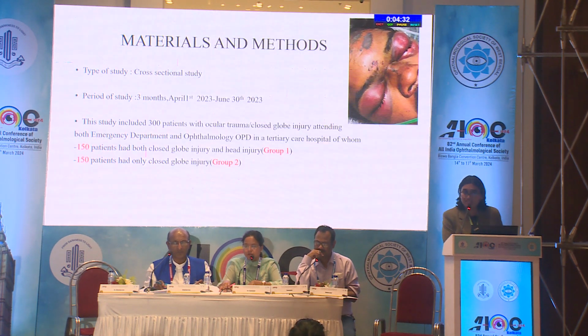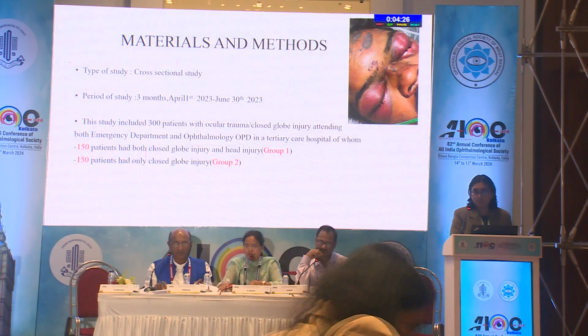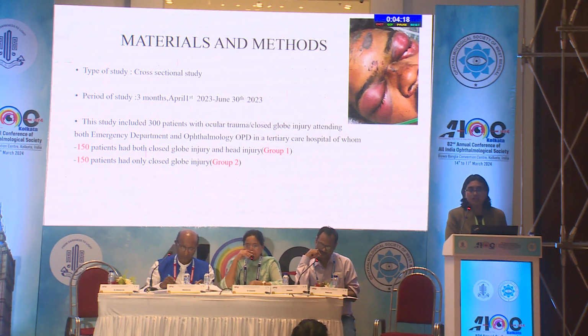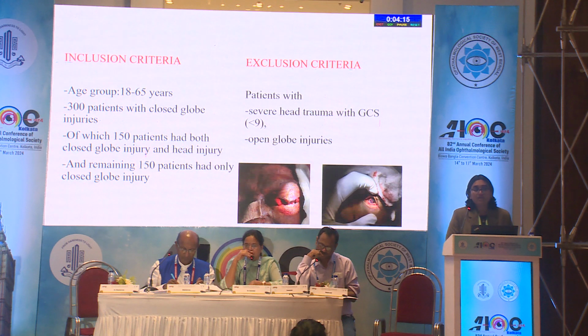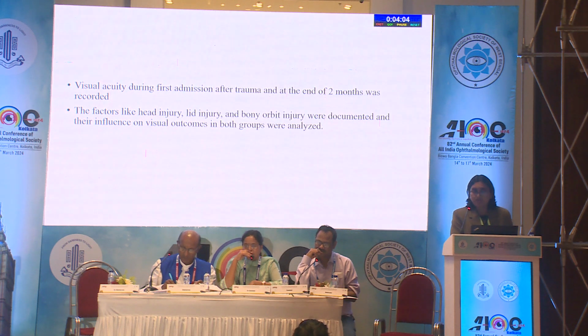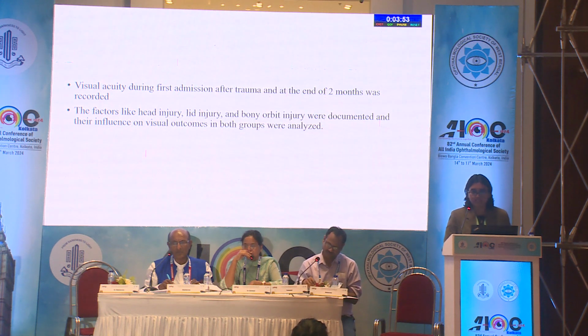It is a cross-sectional study of duration 3 months. Our study included 300 patients who had ocular trauma or closed globe injury, out of which 150 patients were divided into group 1, who had a concomitant closed globe injury and head injury, and the other group 2 had only closed globe injury. Age group of 18 to 65 years was included. Patients with severe head trauma, GCS less than 9, and open globe injuries were excluded. Visual acuity during the first presentation of the trauma and at the end of 2 months was recorded. We took into account factors like head injury, lid injury, and bony orbital wall involvement, and their influence on visual outcomes in both the groups was analyzed.